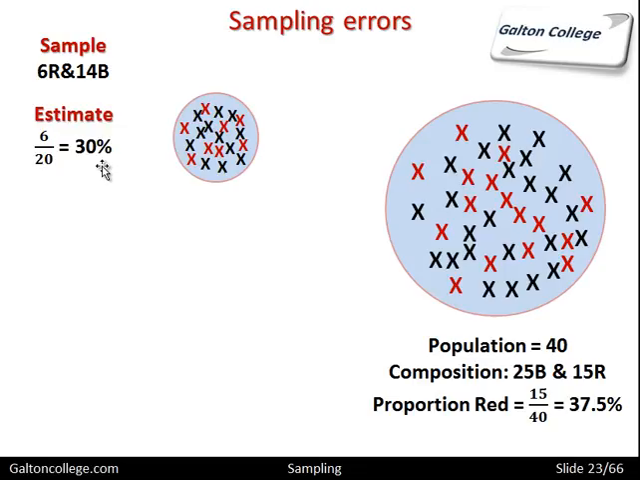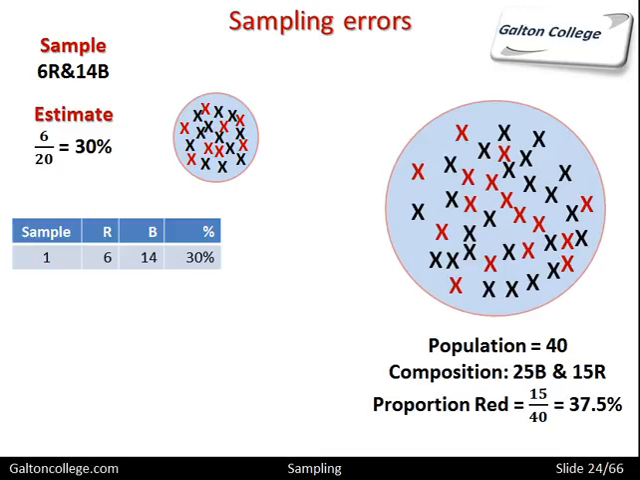Now please note here, we know the true value because this is like an experiment. We know it's 37.5. We've calculated it to be 30. So that's our estimate. You can see it's wrong, but it's not too far wrong, but it is wrong, but it's getting there perhaps. Let's put it into a table and look at it. So here we have sample 1, 6 and 14, and it's 30.